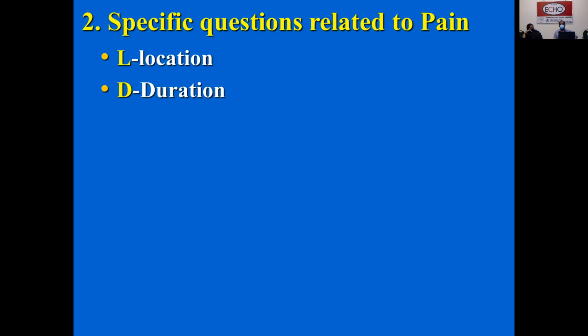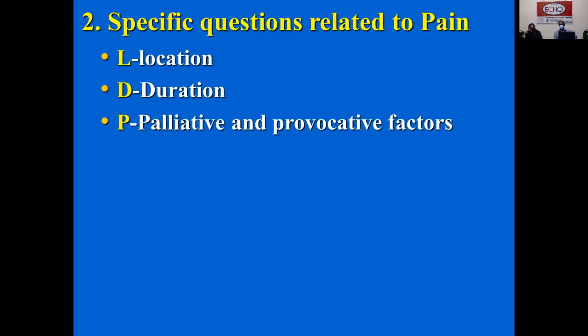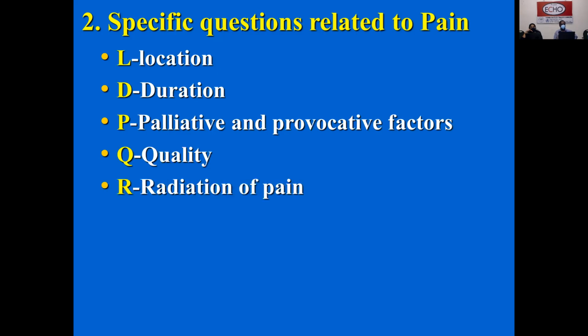Location, L for location, D for duration, P for palliative and provocative factors. Palliative factors are those factors which reduce the pain, and provocative factors are those factors which increase the pain. Q is the quality of the pain. So patients may describe pain as burning, stabbing, lancinating, shooting. All those are quality of the pain.